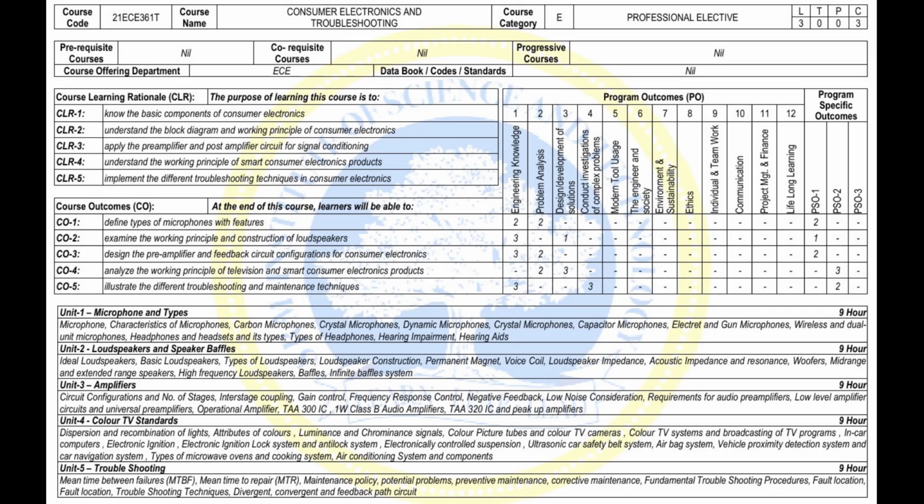Hello students, this video contains three parts. First part is about permanent magnet, next part is voice coil, and third part is actually based on loudspeaker impedance.